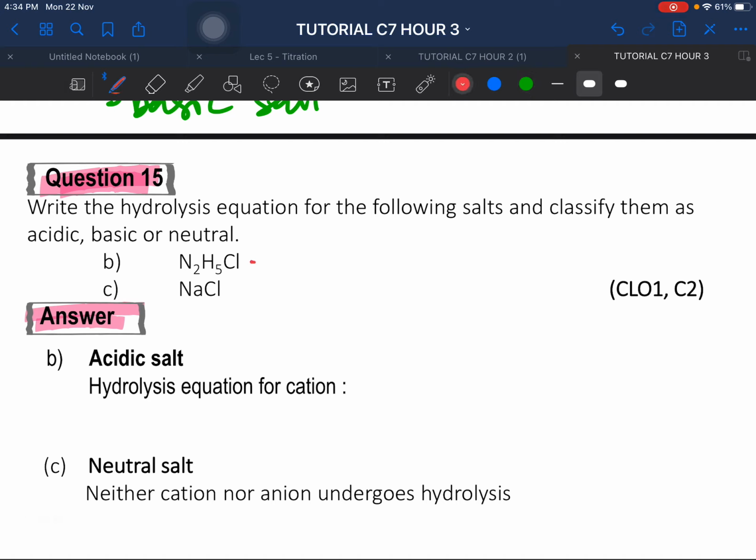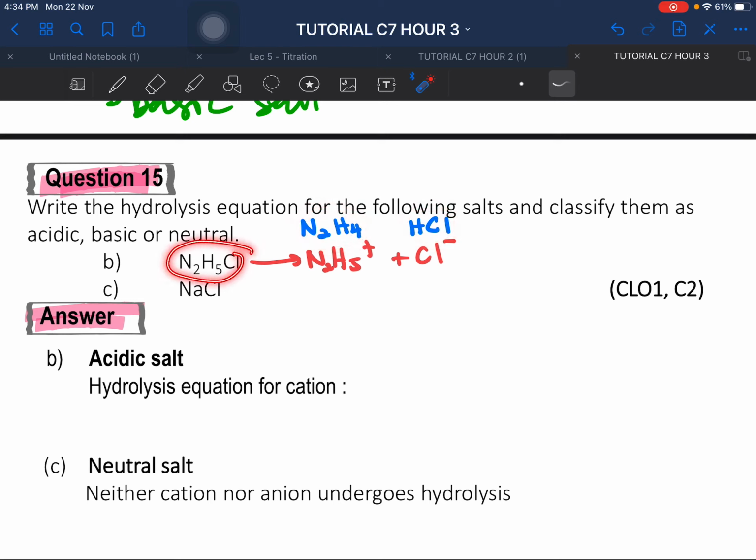So let's dissociate this acid. It becomes N2H5 plus and Cl minus. So N2H5 plus comes from N2H4. Cl minus comes from the reaction of HCl. That means the reaction of strong acid with the N2H4 weak base will produce this salt. Now let's dissociate the salt. It is N2H5 plus and Cl minus. So which of the species will hydrolyze water?